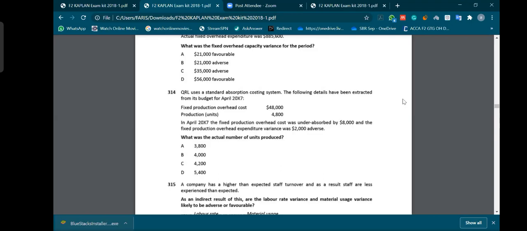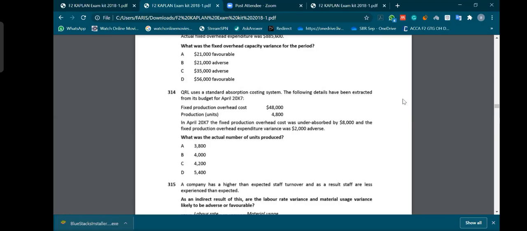This type of question, they actually do not want you to use a calculator, and that's why they give you such simple numbers, 48,000, 4,800. You immediately know that it is $10. They don't give you 2,325 or 8,195. They're saying 2,000, 8,000, so you can just add and subtract. 48, variance is adverse, it becomes 50. It is under absorbed, 50 minus 8, 42. 42,000 is my absorbed overhead. 42,000 divided by my OAR gives me the number of units.